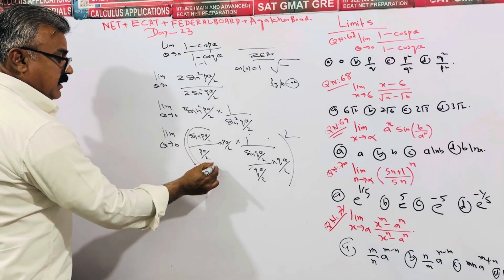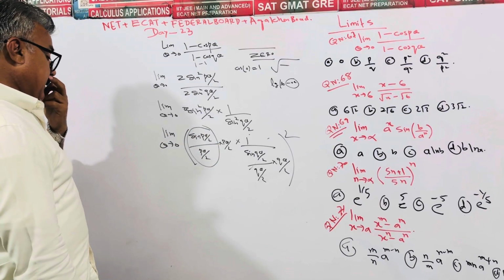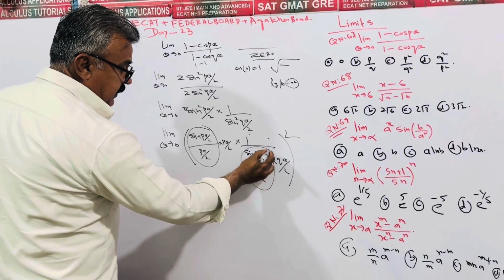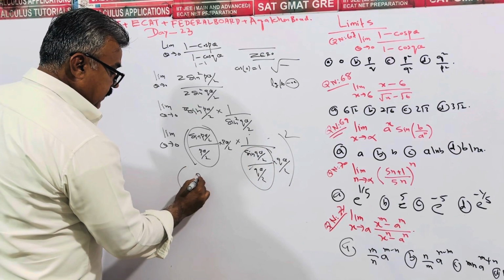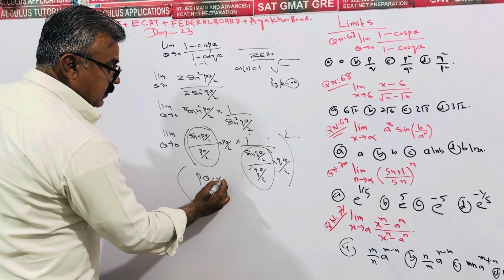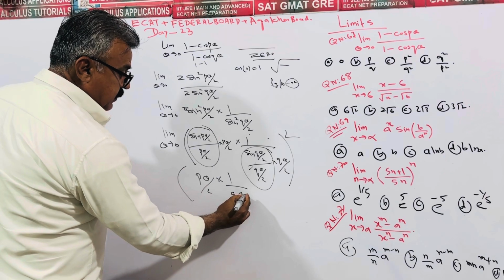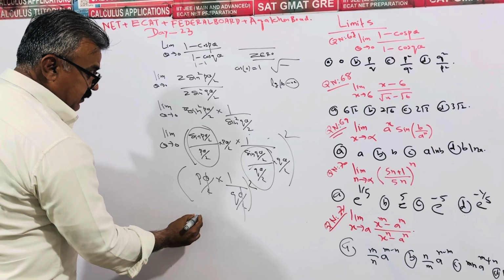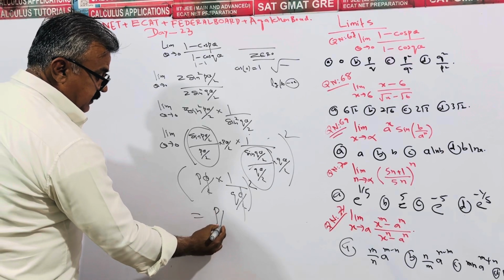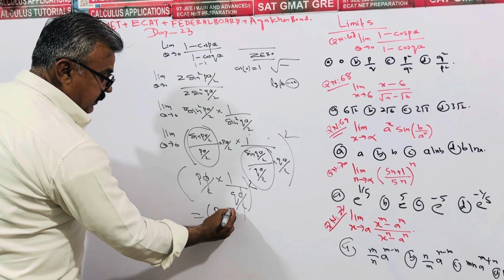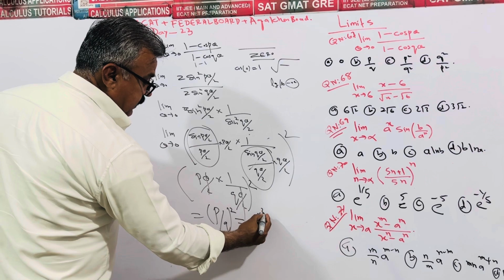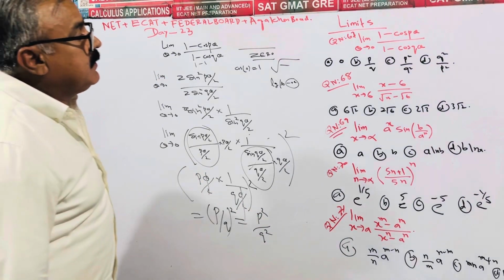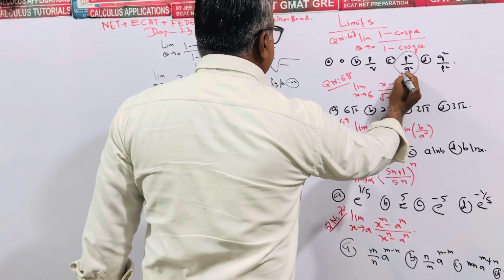Now according to limit theta tends to 0, sine theta over theta is equal to 1, where theta is measured in radians. It's equal to 1 in both places. What remains? p theta over 2 over q theta over 2, whole square. Theta over 2 cancels. What remains? p over q whole square. So our result is p square over q square. So option number 1 is p square over q square.